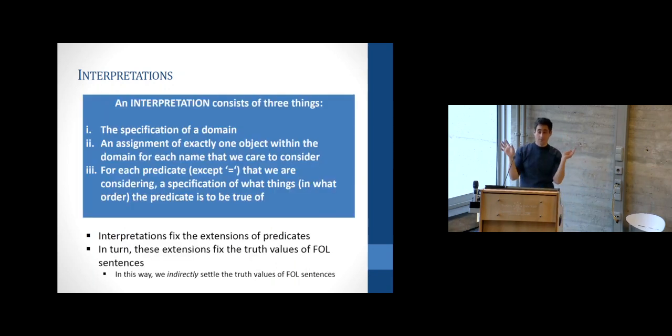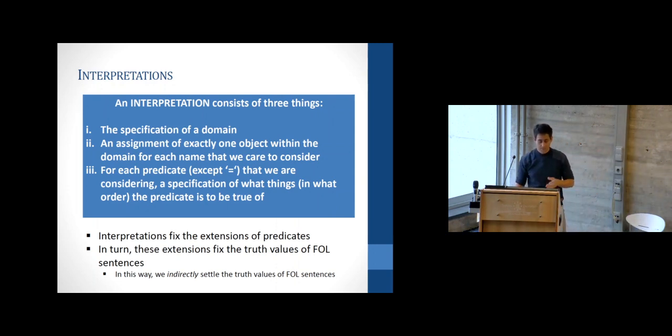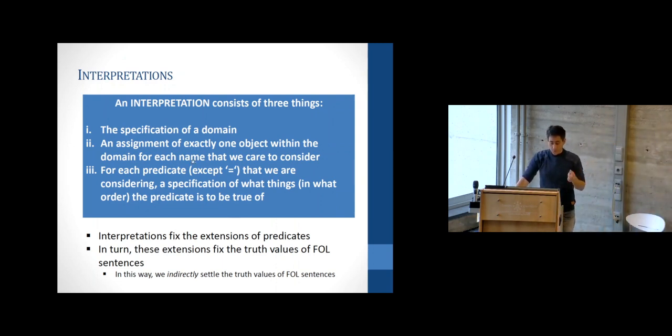Okay, now we have all we need to say what an interpretation is. The way you can think about it for now is that, we already talked about the symbolization key, an interpretation is like a full symbolization key for first-order logic. It specifies everything we need. So what does it specify? First, we specify what the domain is. What is this bucket of objects that we're working with? Then we're going to have an assignment of exactly one object within the domain for each name that we care to consider.